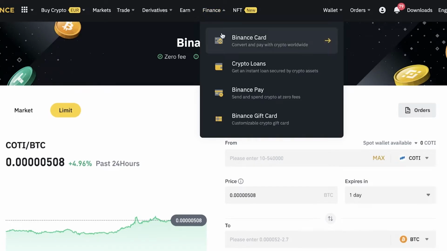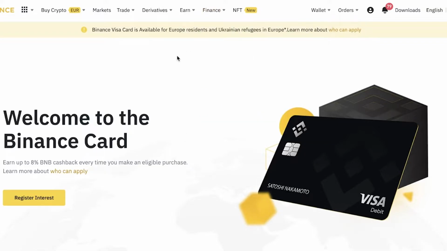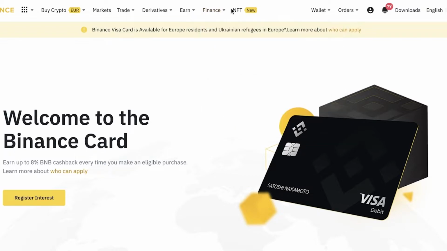So you have a Binance card that you can use as well to purchase items simply with the credit card or debit card that you have, and it's going to purchase items with your crypto. Then you have crypto loans, Binance Pay, and gift cards as well.